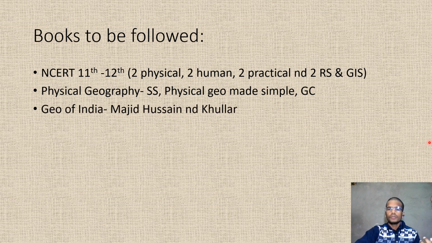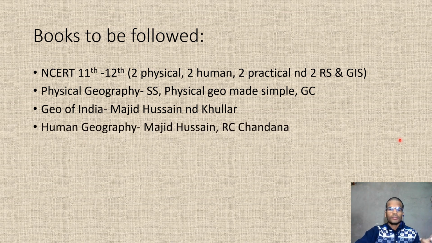For Indian geography, you can study Majid Hussain and Kullar. These two are the best books available in the market for graduation level students. So Majid Hussain and Kullar can be your go-to option. For human geography, Majid Hussain can be used, and Ashish Anjana for population geography. But there is no holistic book for human geography.